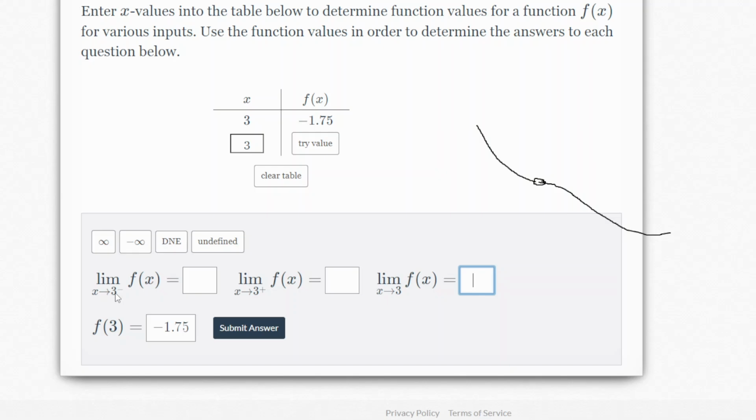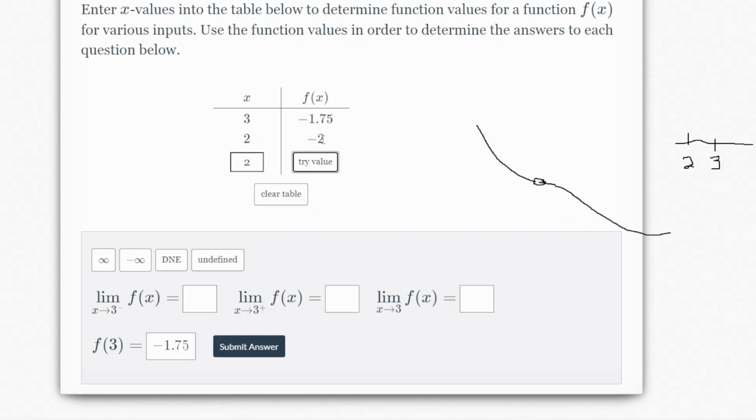Then I want to approach 3 from the left. If you think of a number line, sorry, I'm not going to be very good at this, but I'm approaching 3. Something from the left might be 2. So I'm going to plug in 2 to my table and hit try, and I see that y is negative 2. I'm going to try then getting closer to 3, so then I might try 2.9, because that would be right to the left of 3.